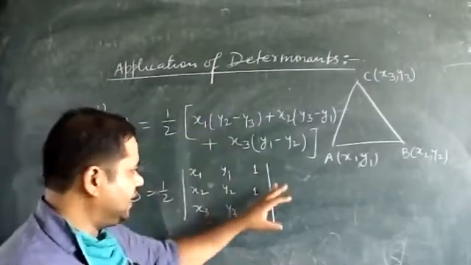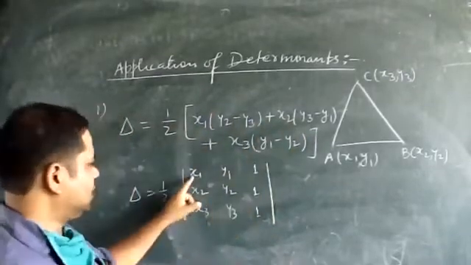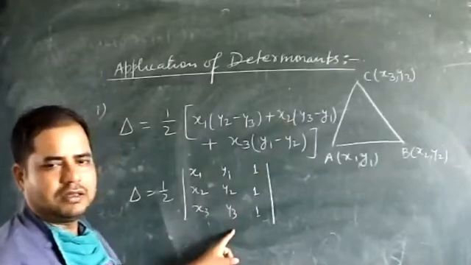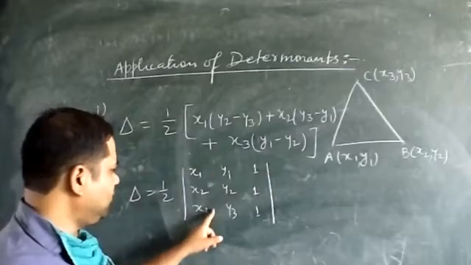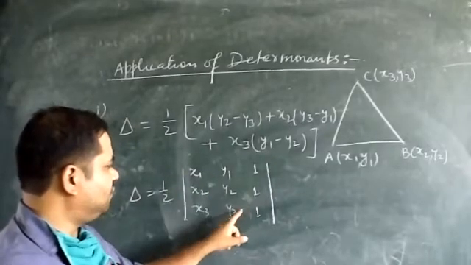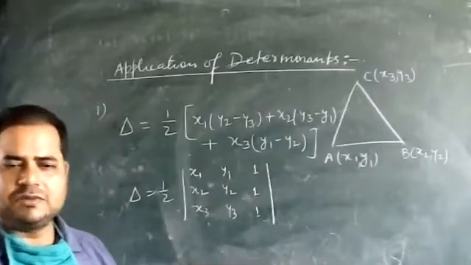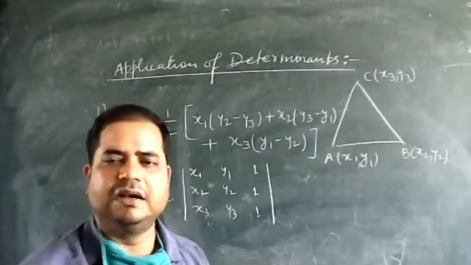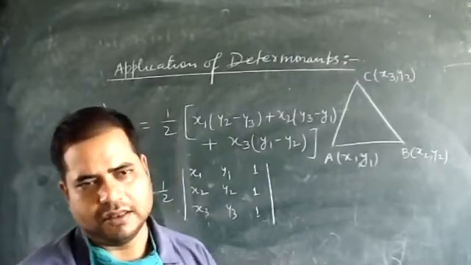If you expand this determinant, you will get the same result. How? Take x1, leaving its row and column, times (y2 minus y3). Then x2, leaving its row and column, times (y3 minus y1). In this manner, you can find the area of a triangle with the given vertices.